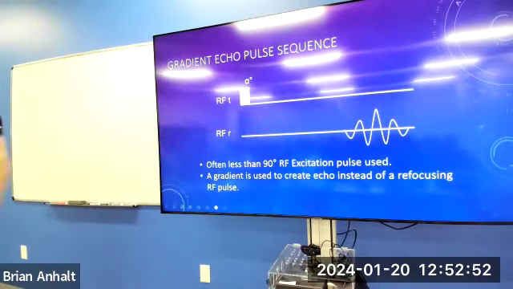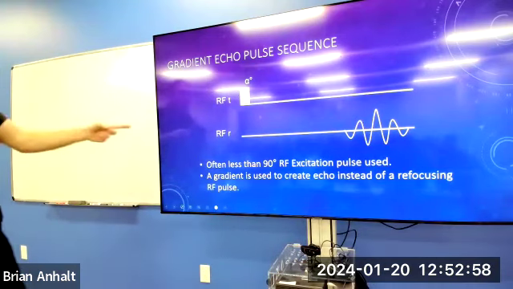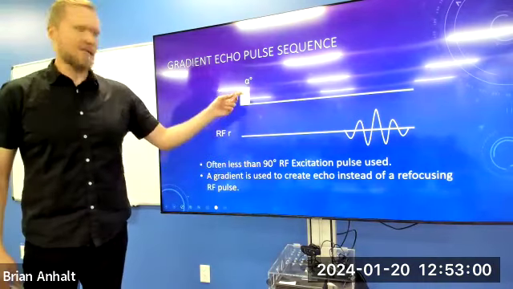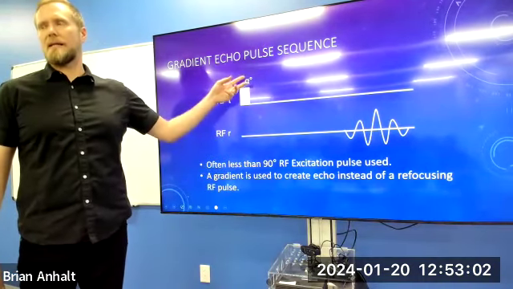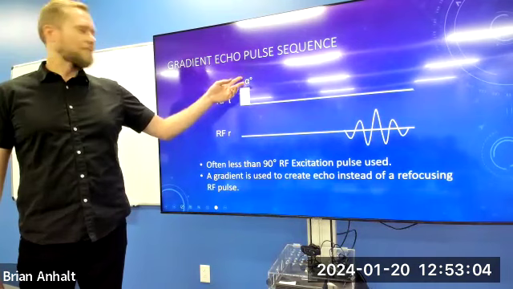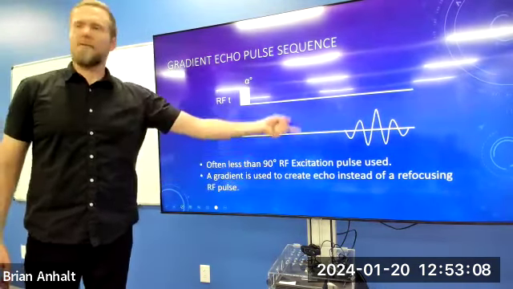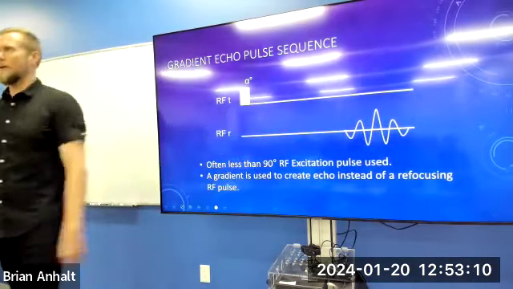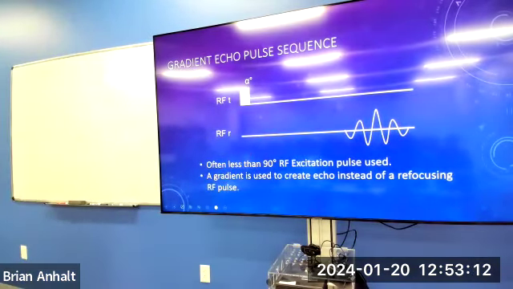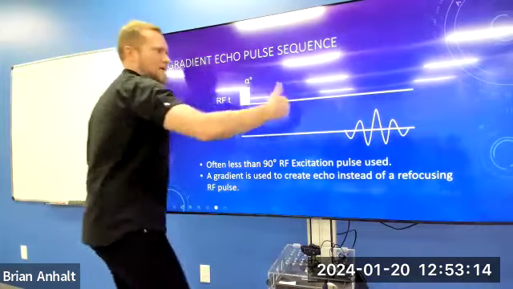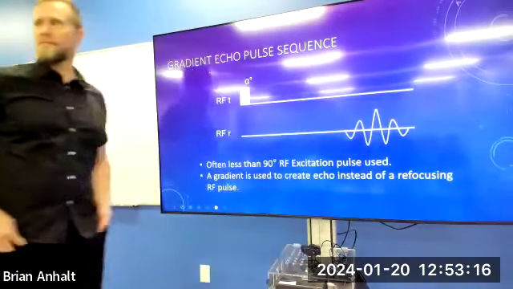Here is our basic diagram for a gradient echo sequence pulse. A couple of main differences. Most of the time, the excitation pulse is less than 90. And the other thing is that we are not refocusing with RF. So notice there's no 180-degree refocusing pulse. There is no other RF until our next excitation pulse.